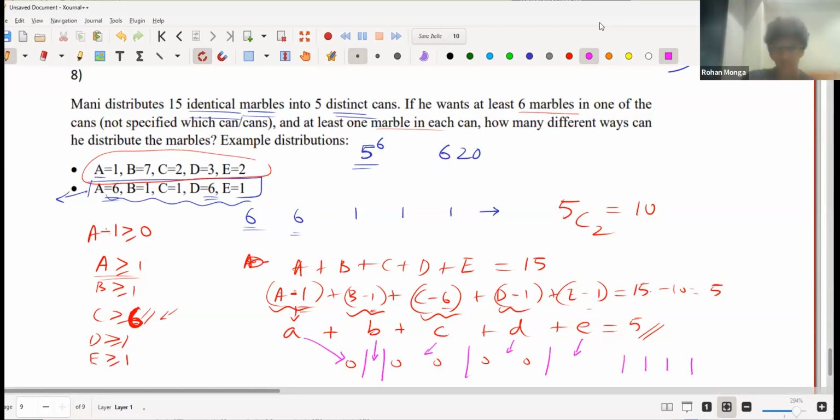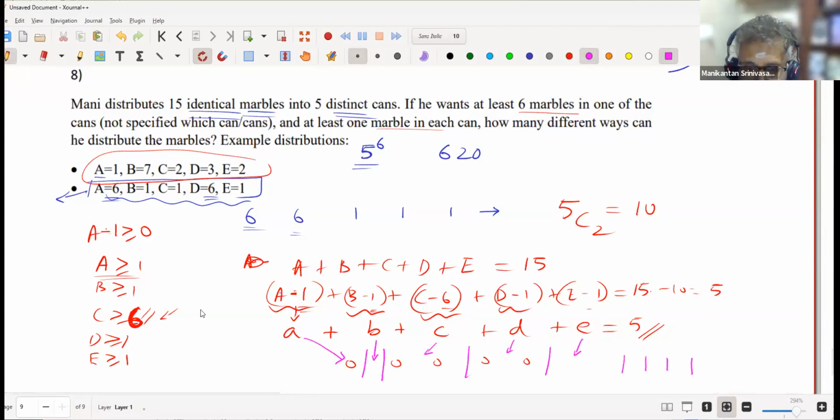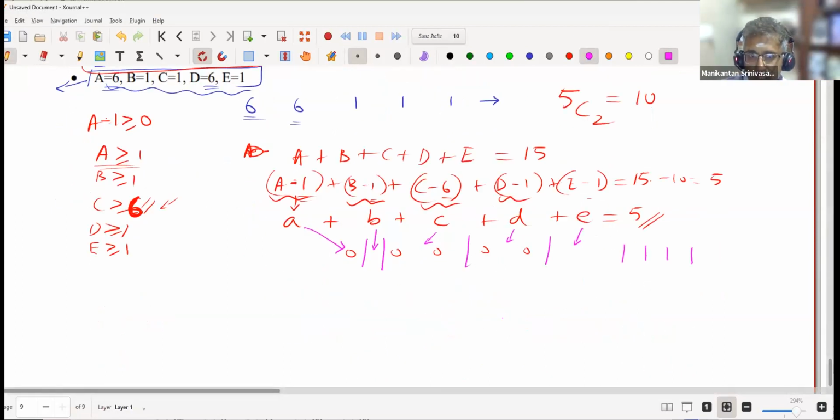And so you count the arrangements of the bars, right? To find the number of arrangements. Correct. So essentially, it's laying out 5 marbles and 4 partitions, so it's just 9 choose 4. The only additional complication is, in this example, small c is 2, which means the can C got 2 plus the 6, which is 8.